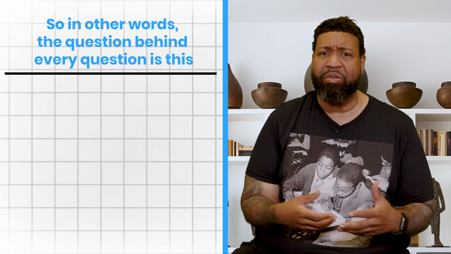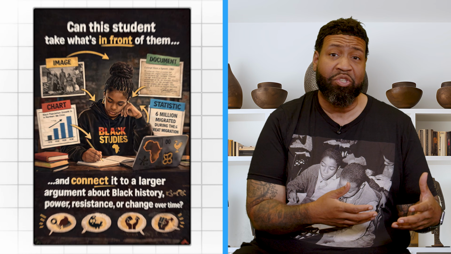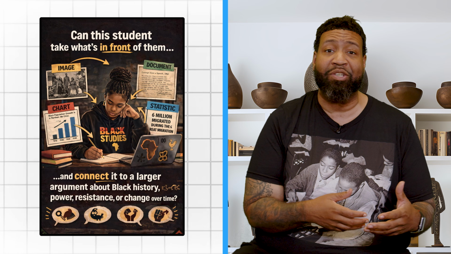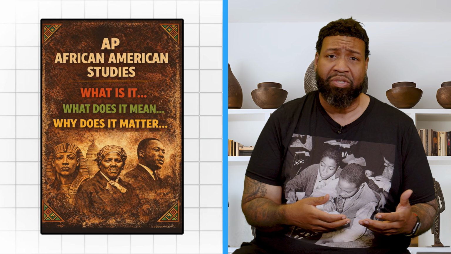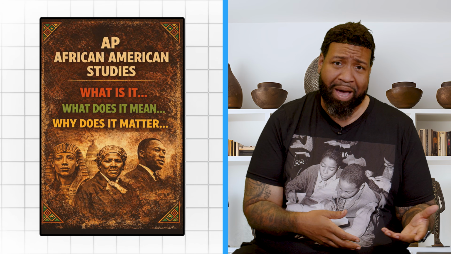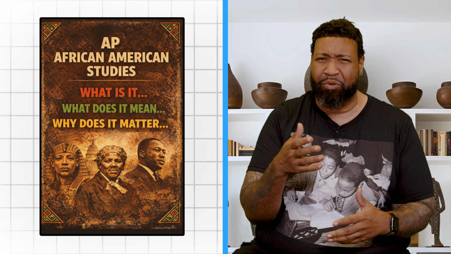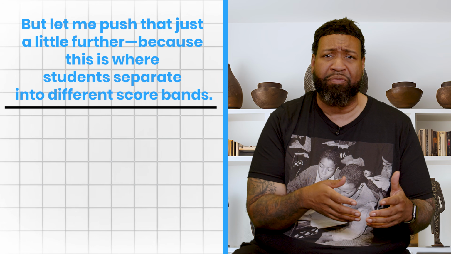In other words, the question behind every question is this: can this student take what's in front of them and connect it to a larger argument about Black history, power, resistance, or change over time? And that's why your thinking has to follow a consistent structure, every single time, no matter what kind of source you're given. What it is, what it means, why it matters. But let me push that just a little further, because this is where students separate into different score bands.